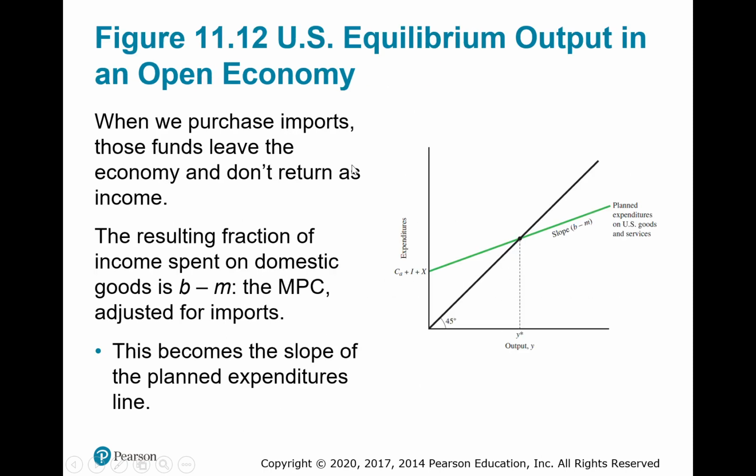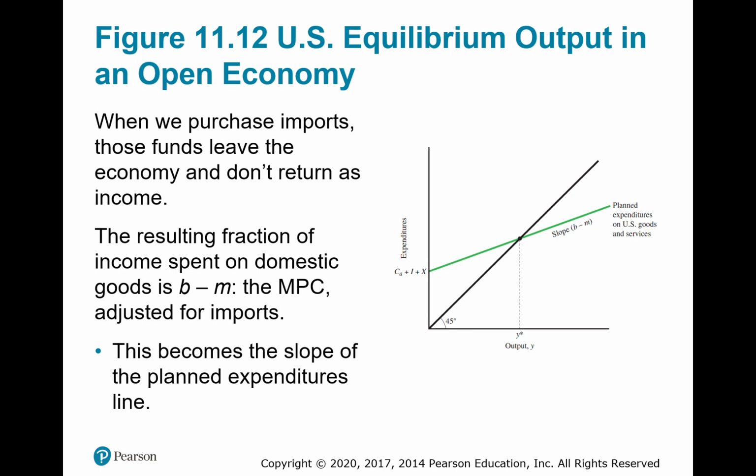When we purchase imports, those funds then leave the economy and they never return, or they would return in small amounts, depending on how we trade. The resulting fraction of the income spent on domestic goods becomes b minus m. And it looks like the subtraction from taxes. Well, kind of it is. You subtract net imports from the GDP, right? Well, that's where this comes from.